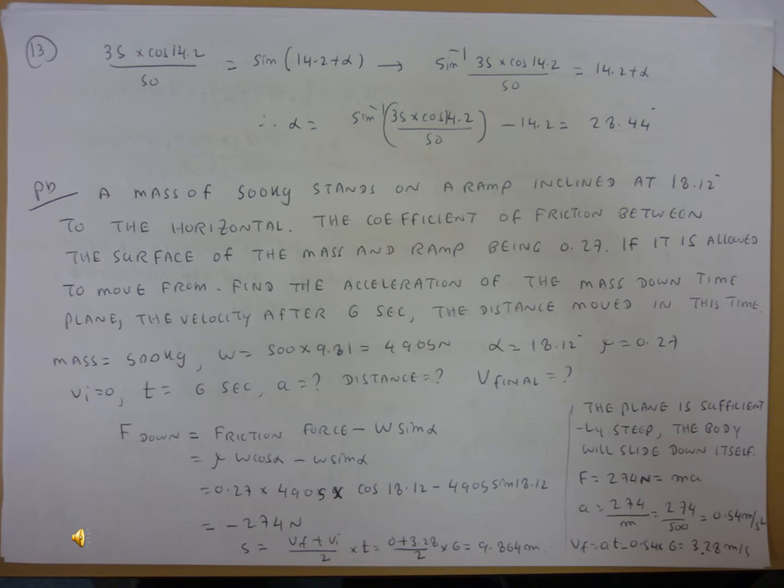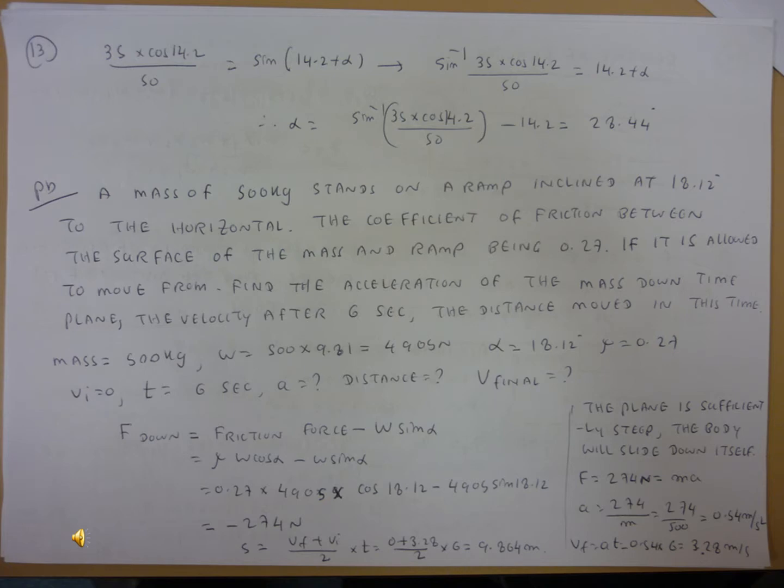So we write down the force equation, because this downward force can be calculated. F equals frictional force minus W sin alpha. So the frictional force is mu W cos alpha, minus W sin alpha. So mu is 0.27, W is 4905, and alpha is 18.12. So 0.27 multiplied by 4905 multiplied by cos 18.12, minus 4905 sin 18.12. So then F is minus 274 Newton.